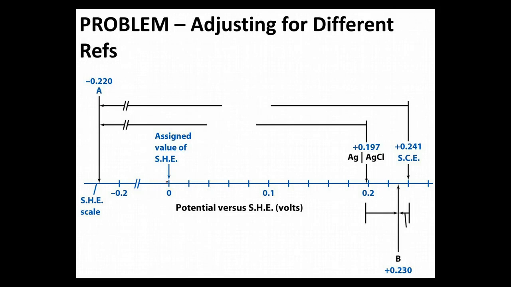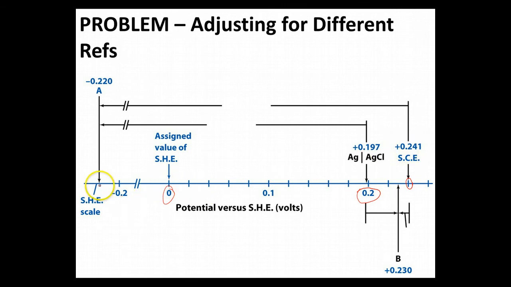So we're going to use this as an opportunity to determine what potentials would be measured against different reference electrodes. Now notice that we've set up our scale. We have our standard hydrogen electrode right here at 0. We have our silver chloride electrode right here at positive 0.197. And our saturated calomel electrode is going to be right here at positive 0.241 volts.